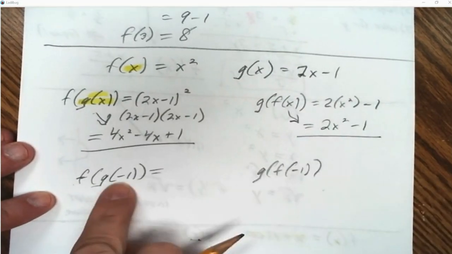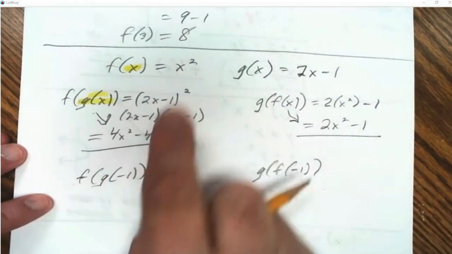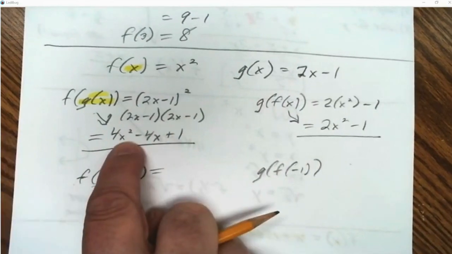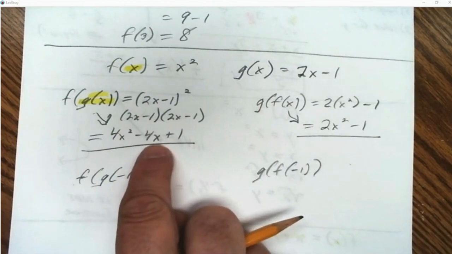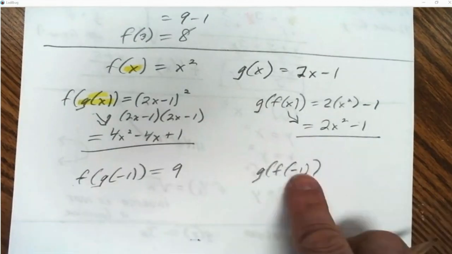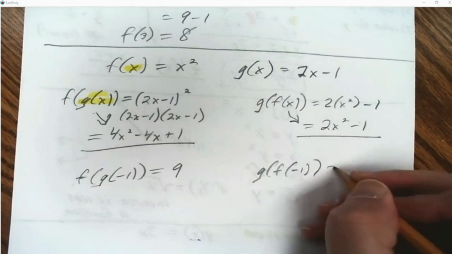Because this one we would take -1 and put in this equation. Or we can put it up here first if we want. 4 times -1 squared is +1. So 4 times -1 times -4 is +4. 4 plus 4 plus 1, so that would be 9. Over here, -1 squared is 1, 1 minus 2 is -1.